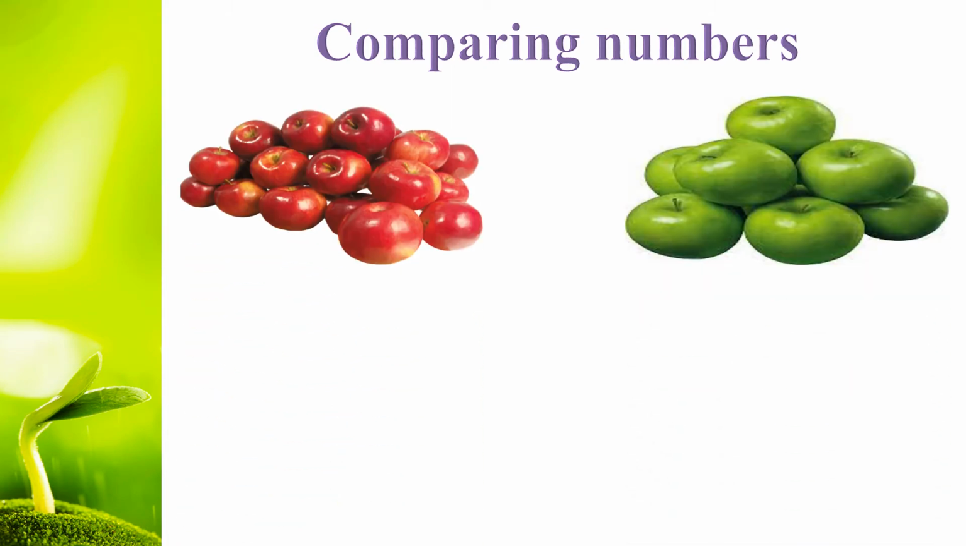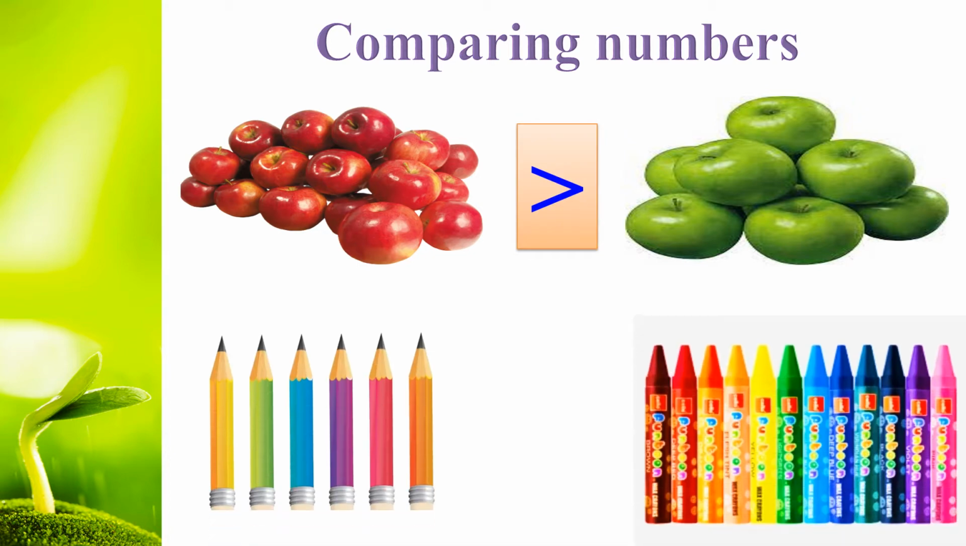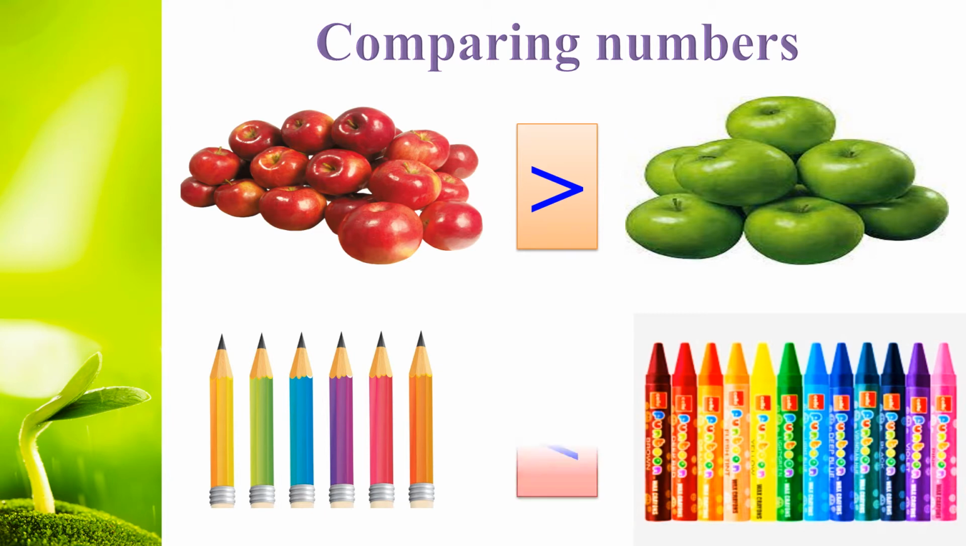So now there are two types of color apples. Which color type of apple is more? Yes, right. A red color apple. Good. So next, here some pencils and crayons are there. Which is more, pencil or crayons? Yes, good. Crayons. So now, how do you find? Based on the count numbers. Yes, right.